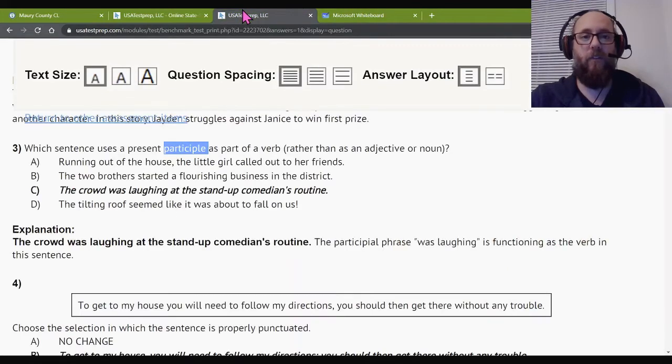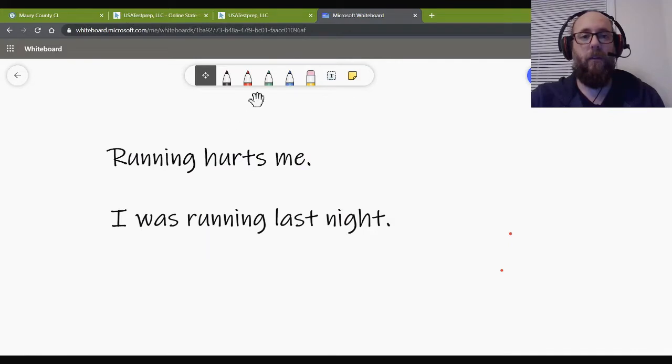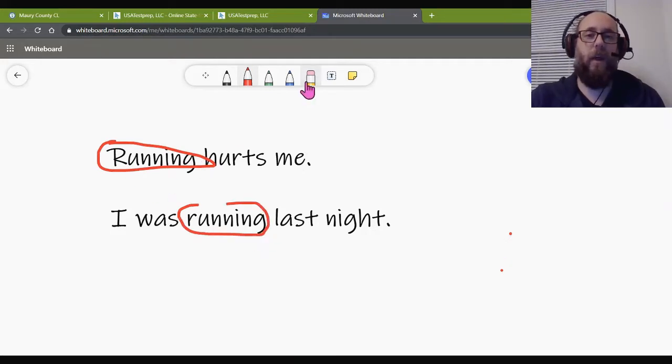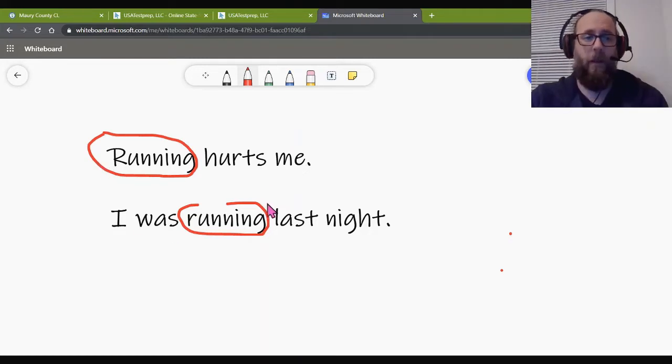So let's go back to this question. Which sentence uses a present participle as part of a verb rather than an adjective or noun? So a participle working like a verb instead of an adjective or noun. So let's go back. So here's my first participle. Here's my next participle. In this sentence, how is the participle acting? What part of speech is it acting like? I know running is a verb. Like when you run, you're running, right? But in this sentence, what's it acting like?